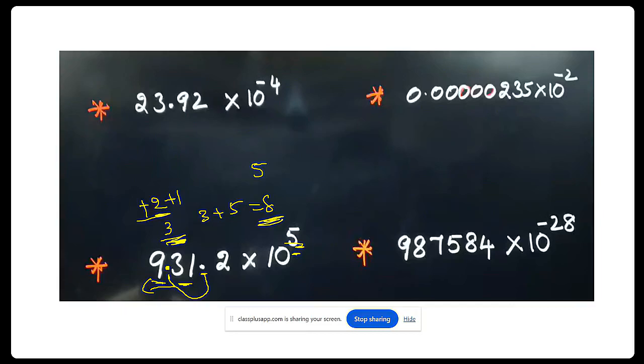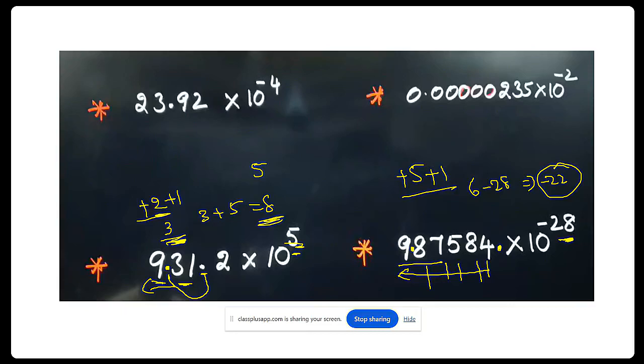Okay, and the next question, look at here. Here the point is not there, so at the ending the point will be there. It has to be moved to after the first non-zero digit. The first non-zero digit is here. How many values does it have to move? 1, 2, 3, 4, 5 values, in the left direction. Left means plus. But here you are getting 9.87, which is more than 5, so you have to do +1. Totally 6. And here the order of the magnitude they are giving you is -28. So what is the correct order of the magnitude? -22.